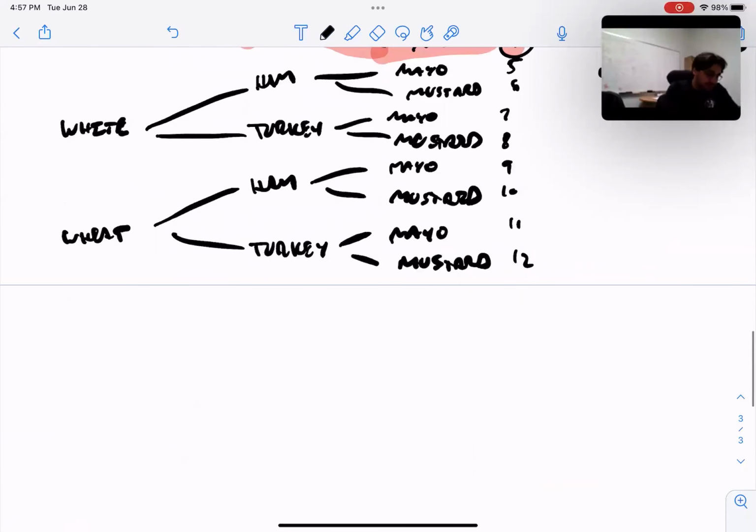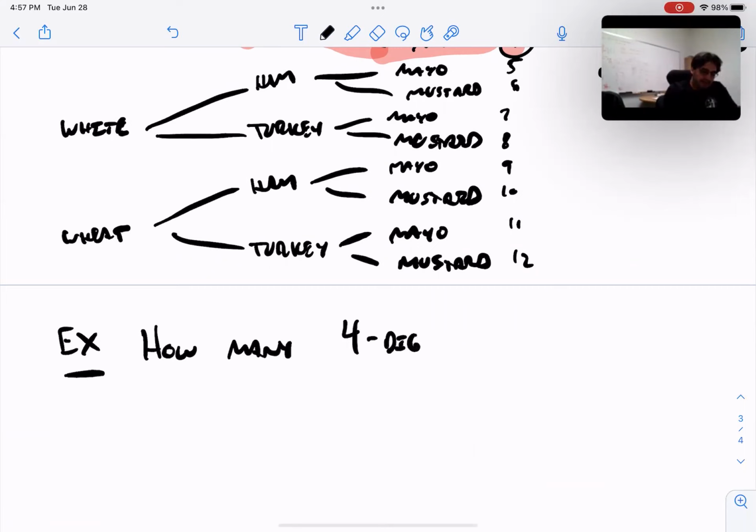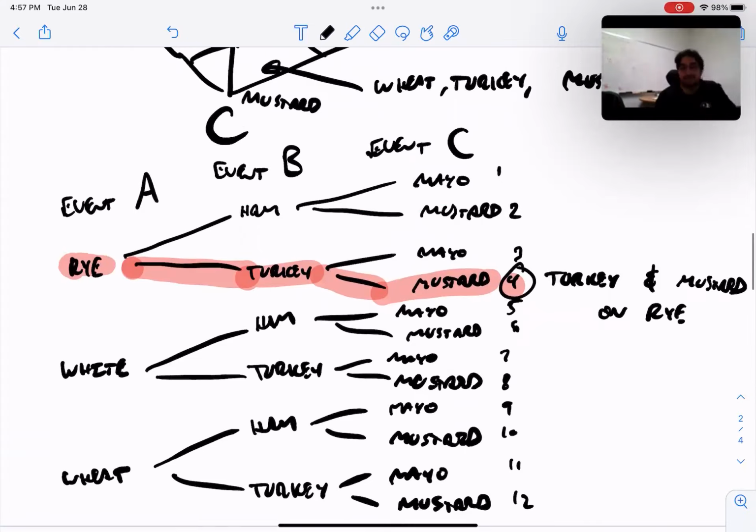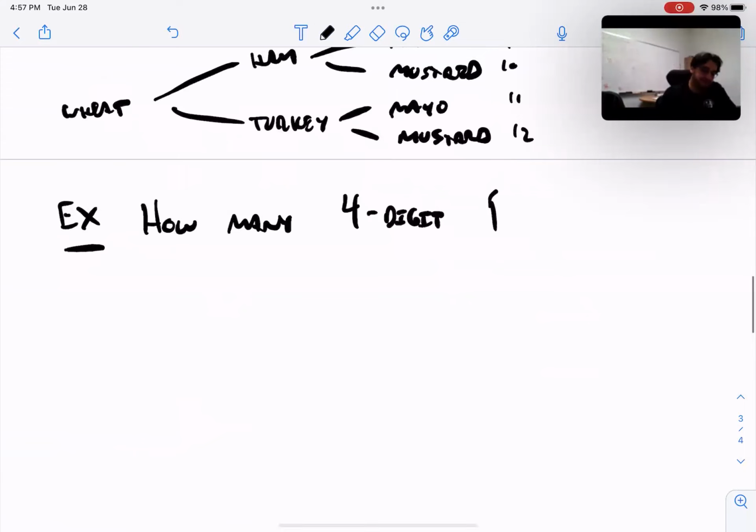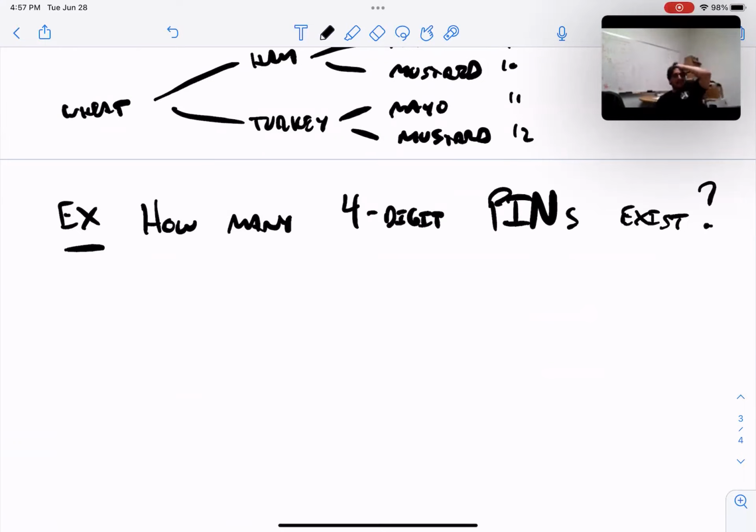So let's do a little bit more complicated example, and one where the number of outcomes is a lot larger, and one where we're certainly not going to write out all the outcomes, not in the table, not in the tree, but we can still do the count anyway. So let's do this. How many 4-digit pins exist? So think about your debit card. A debit card has typically associated with it, to use a debit card, a 4-digit pin.